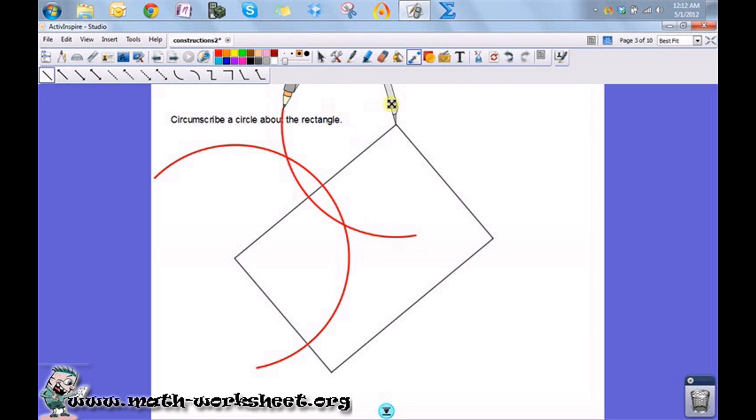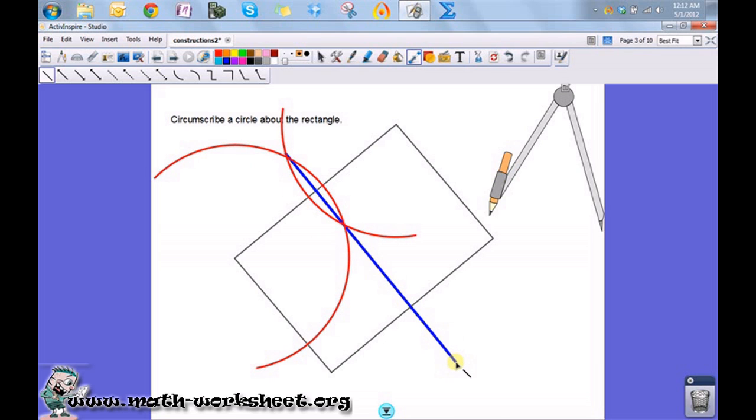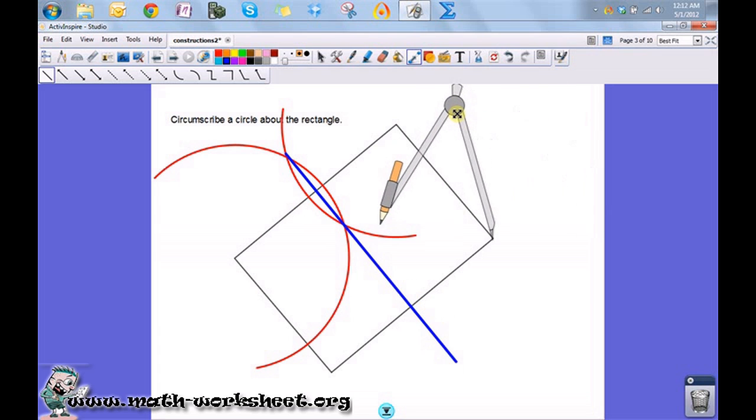Now I want those two arcs to intersect twice. Now if I draw a line through those two points where the two arcs cross, I have created the perpendicular bisector for both this side and this side. So now I'm just going to do the same thing for this side here.